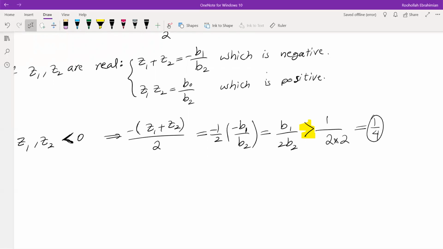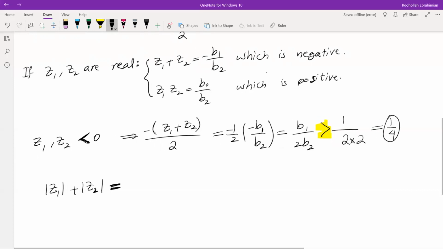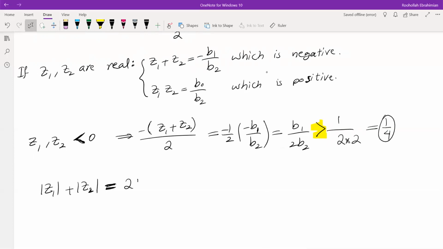So when it is a complex number, I'm going to get absolute value of Z1 plus absolute value of Z2. Okay, so that case seems a bit more complicated because in that case, I'm not really able to identify whether they are positive or not. But I know for quadratics, the two complex roots are complex conjugates of each other. Therefore, they have the same absolute values.